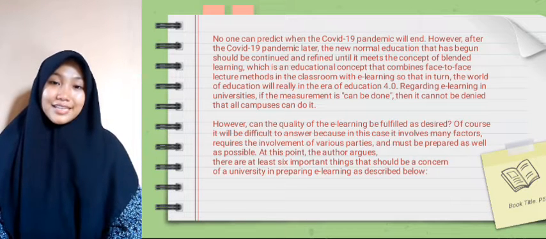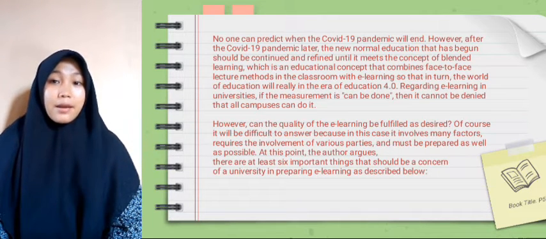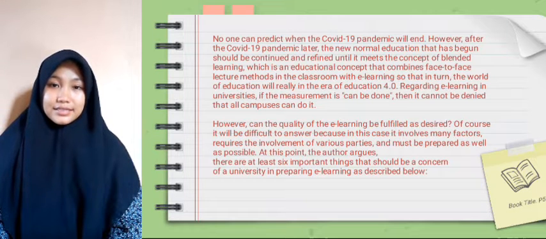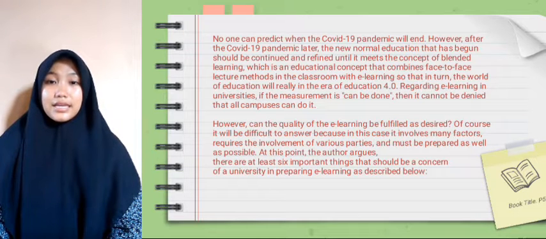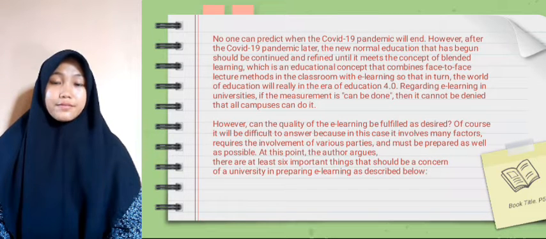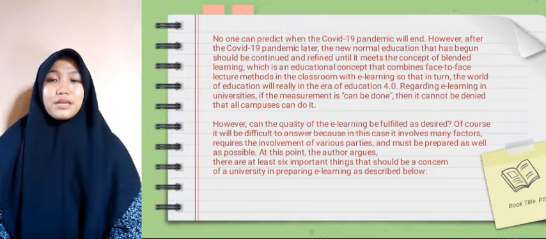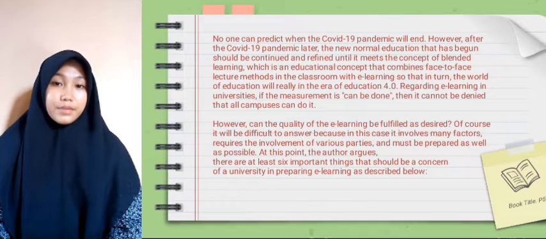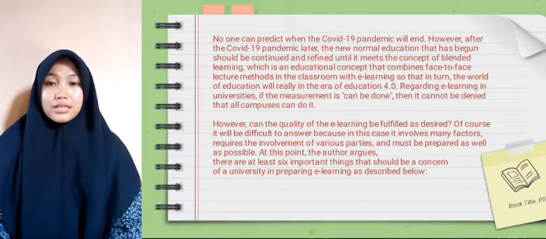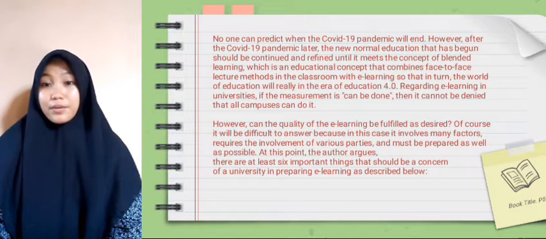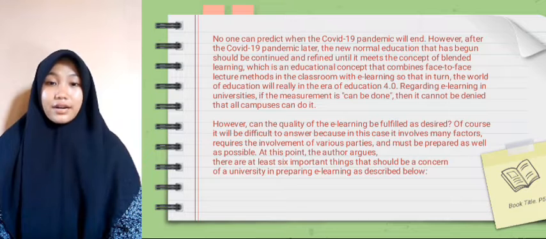However, can the quality of the e-learning be fulfilled as desired? Of course, it will be difficult to answer because in this case, it involves many factors, requires the involvement of various parties, and must be prepared as well as possible. At this point, the author argues there are at least six important things that should be a concern of a university in preparing e-learning, as described below.